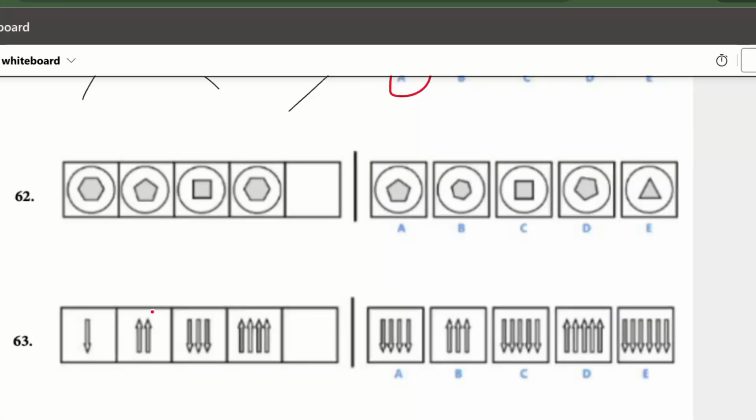Question 62, we are going 6, 5, 4, 6. It's an alternating pattern. We're going to start from the beginning. It's going to be 5 in the center, and it's going to look like this pentagon, not this one. So we get something that looks like A.